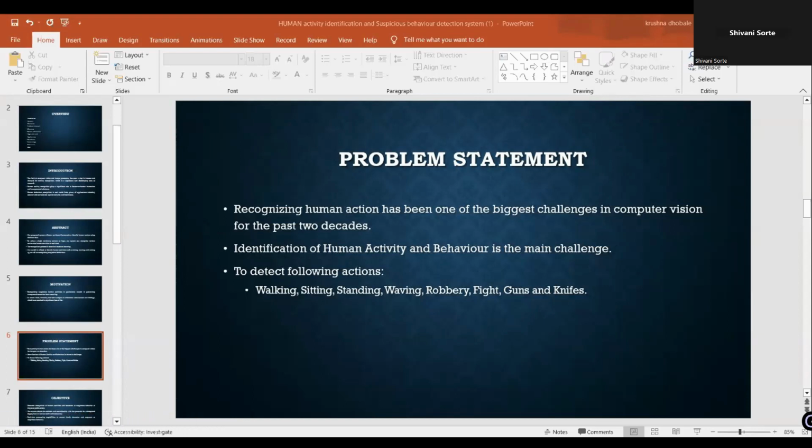So the applications of our system are in security surveillance. We can install it for the shopkeeper, so that they can keep an eye on whether there is any suspicion or any robbery happening in the shop or not.